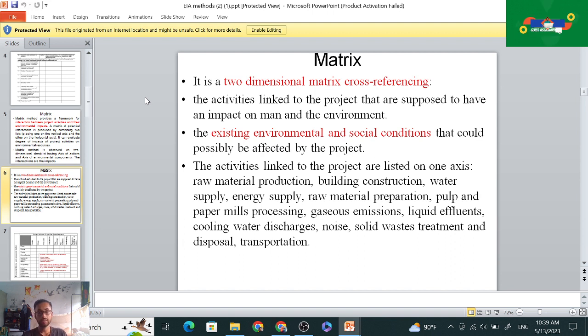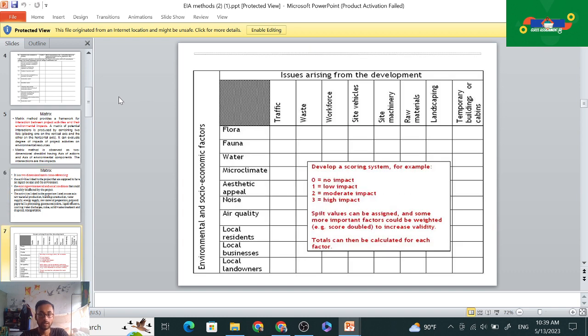The activities linked to the project are listed on the axis: raw material production, building construction, water supply, energy supply, raw material preparation, pulp and paper mills, processing, gaseous emission, liquid effluents, cooling water discharge, noise, solid waste treatment and disposal, and transportation. Then the issues arising from the development, environmental and socioeconomic factors: flora, fauna, water, microclimate, aesthetic appeal, noise, air quality, local residents, local business, local land donors, then traffic, waste, workforce, site vehicles, site machinery, raw materials, landscaping, temporary buildings or cabins.